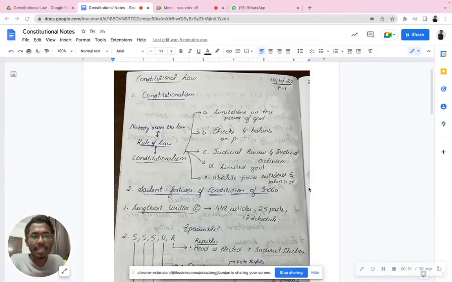So now we'll be understanding and learning about what is constitutionalism and the salient features of the Constitution of India. Kamal, if you observe, we'll understand the meaning of constitutionalism, how the rule of law is applicable, and what the salient features of the constitution are. We'll be going one by one.